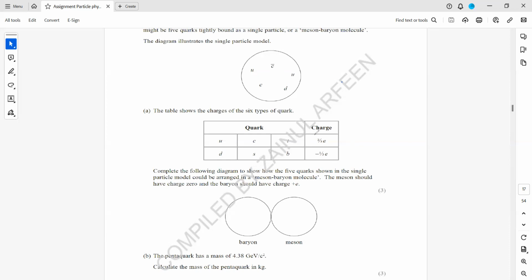charge 0, the charges are shown. What will be the charge of up? It is 2 by 3. So this will be 2 by 3. Anti-charm will be minus 2 by 3 charge. Up will be 2 by 3. Down will be minus 1 by 3. And charm will be 2 by 3. These are the charges.